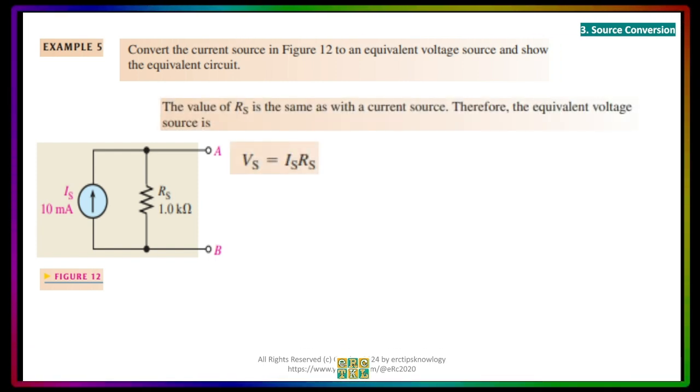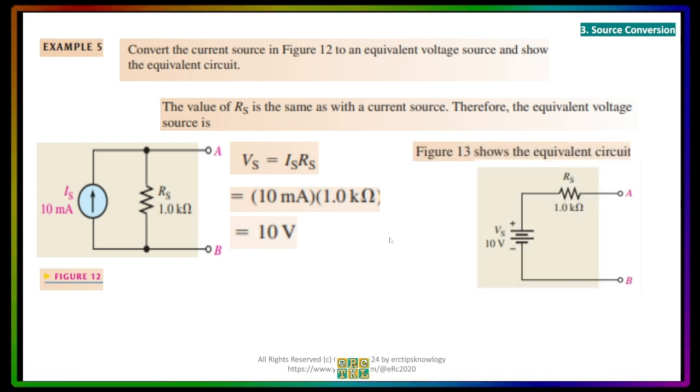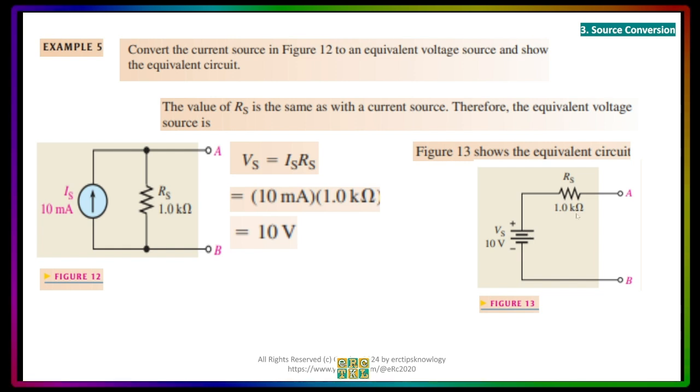All we have to do is multiply the Is with the Rs and we will get the Vs. So let's multiply the 10 milliamperes with the 1 kilo ohm and we will get 10 volts. Now, in figure 13, the equivalent circuit will look like this. You see, the 1 kilo ohm for Rs here is the same, but the Vs is not the same. It's not 10 milliamperes, it's now 10 volts. The question is, how did we get this? We just multiplied Is with Rs. And there you go. This is the example of changing a current source into a voltage source.